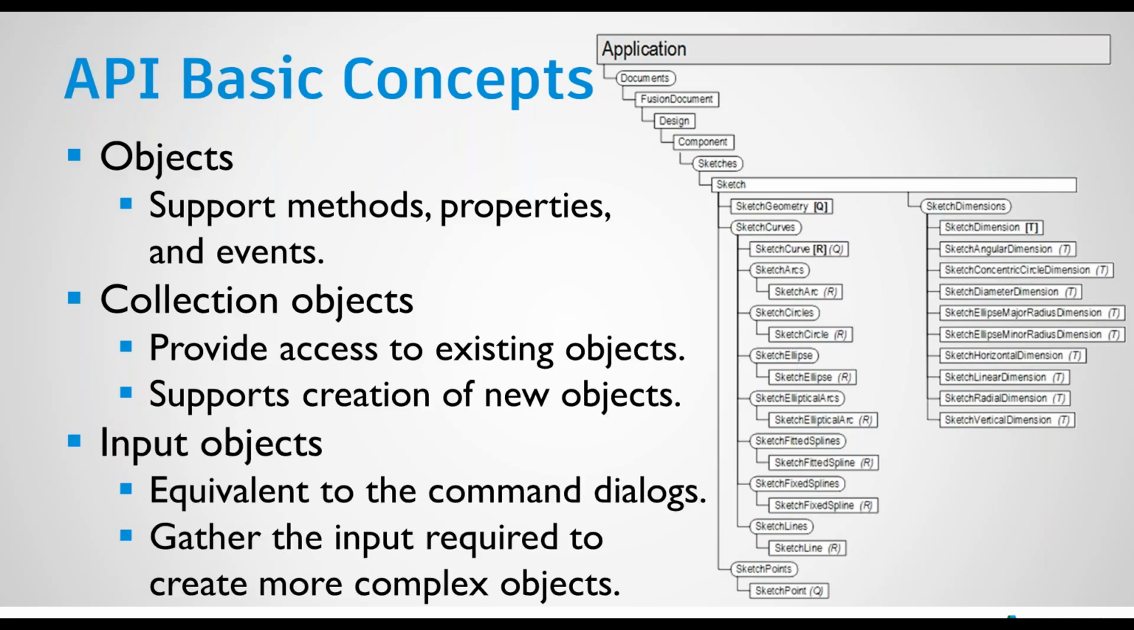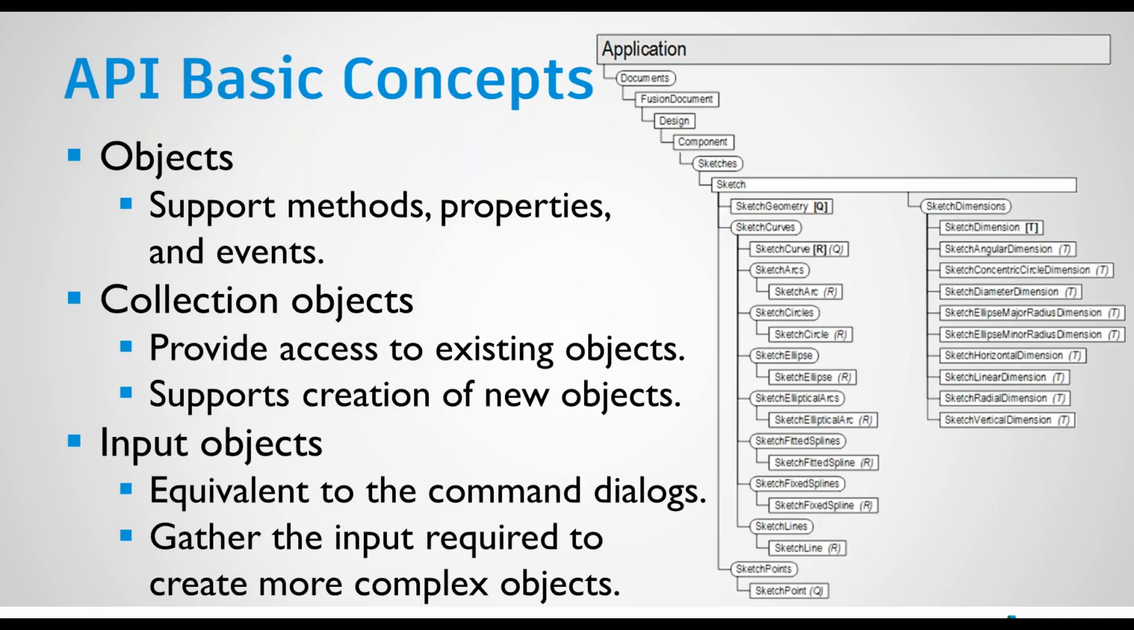And then there's also, it's not shown on this chart, another object that we call an input object, and I'll show an example in a minute, but it's the API equivalent to a command dialog. A command dialog is used to gather input from the user. So for example, if I want to create an extrude, as a user, when I run the extrude command, it brings up the dialog and it guides me through the input that's needed to create an extrusion.